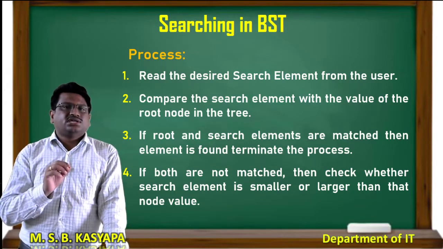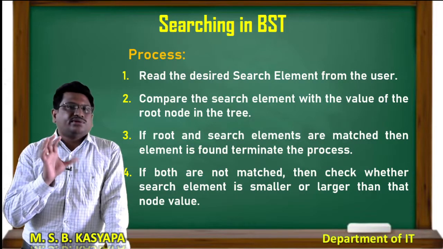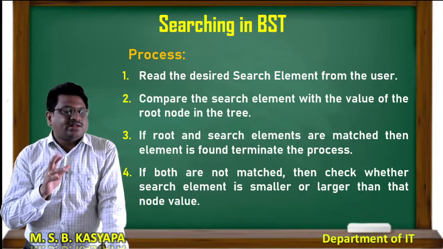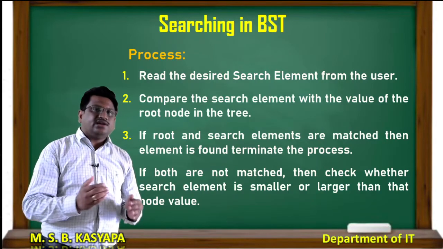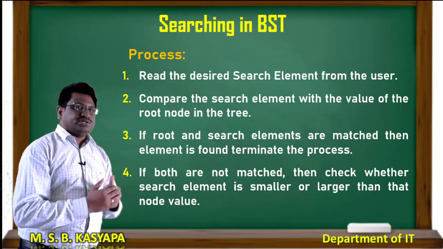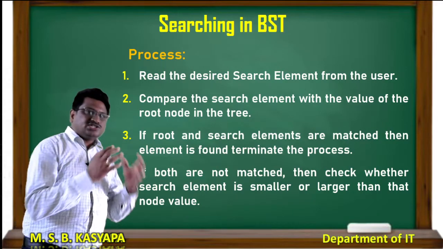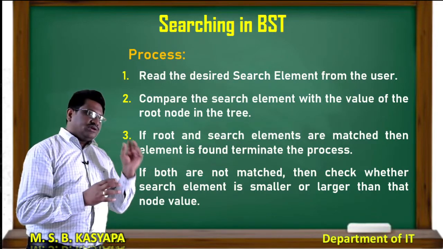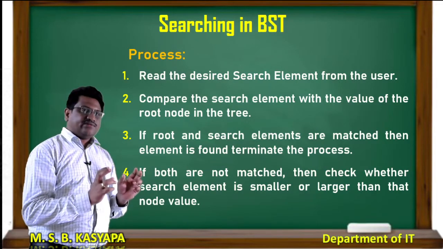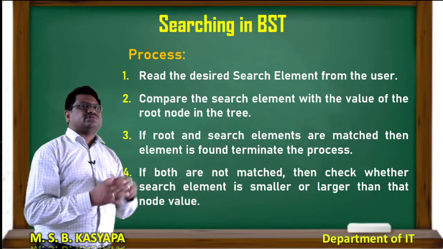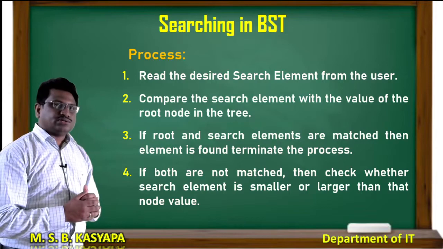So, in the second step, I will take the root node of that binary tree, and next I will check whether the root node and the desired node are the same or not. So, what is the desired node? It is the value I am going to search. If the root node and the desired value are the same, then the value is found, and I will close the process.